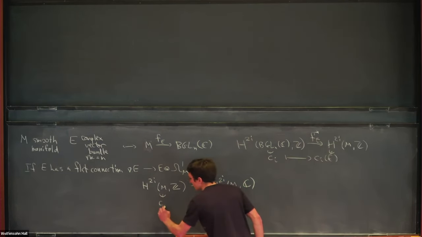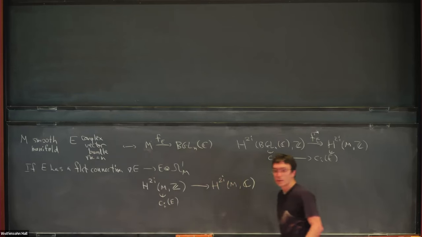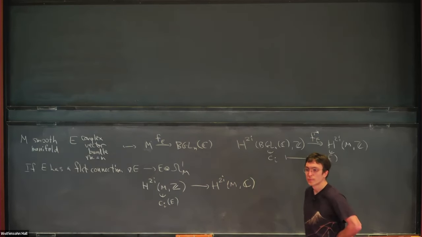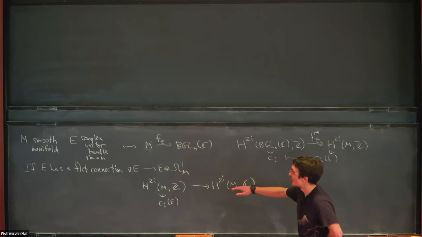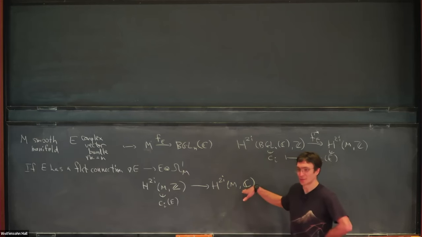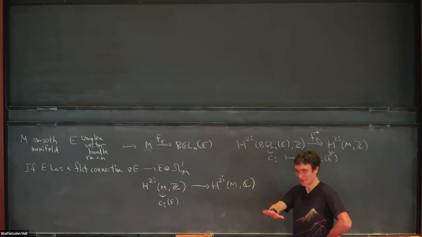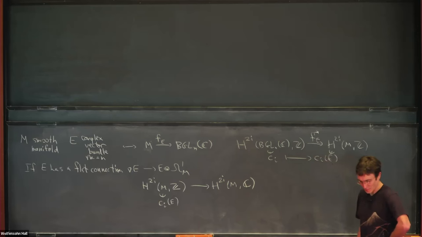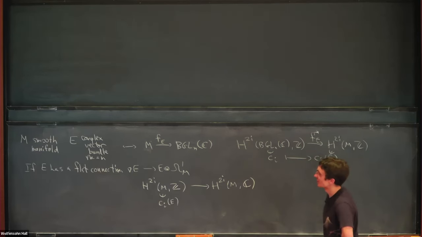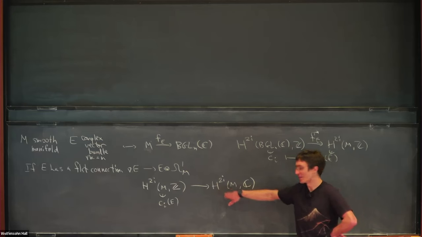Sorry, maybe the actual statement I'm trying to make is that they vanish in cohomology with complex coefficients. Right, maybe my manifold has many connected components. Yes, technically, or maybe in a given degree there's torsion, but that's a good point. But it certainly is true that they vanish in here.